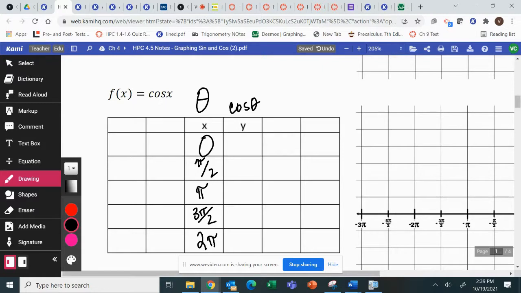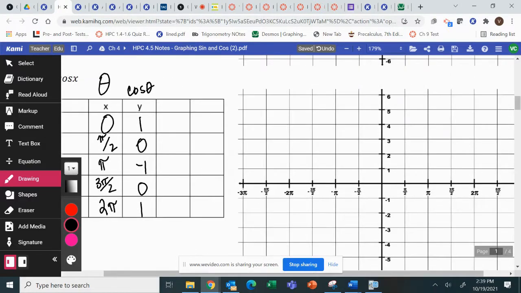So at 0 degrees, cosine is 1. Pi over 2, 0. Pi is -1, then 0, then 1. And it's going to look a lot like sine, where we have that curve with the highest number being 1 and the lowest number being -1 and in between being zeros. We're just starting at different x's. So at 0 it is 1, pi over 2 it is 0, pi is -1.